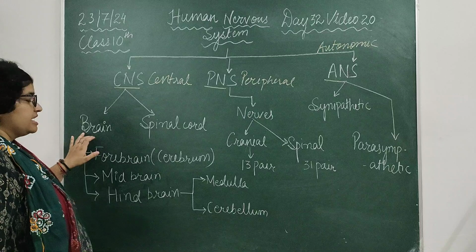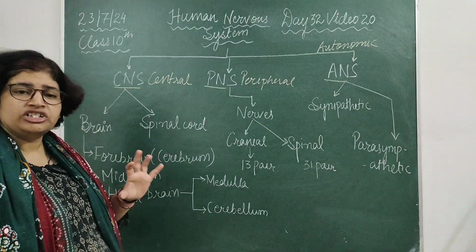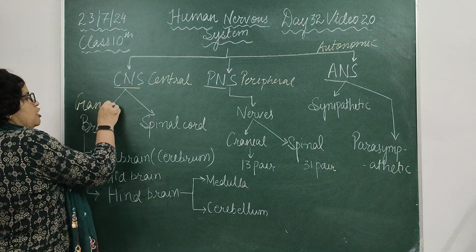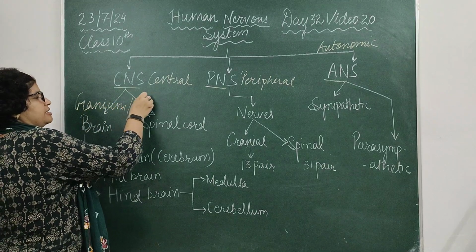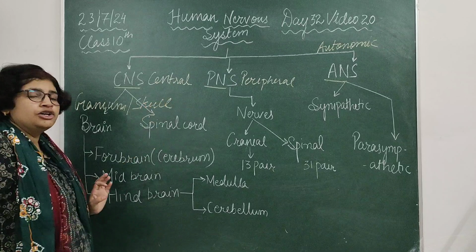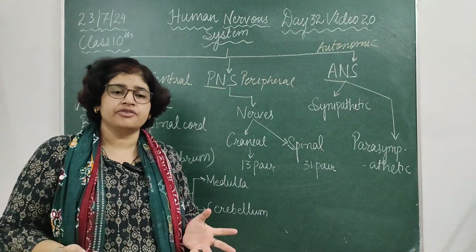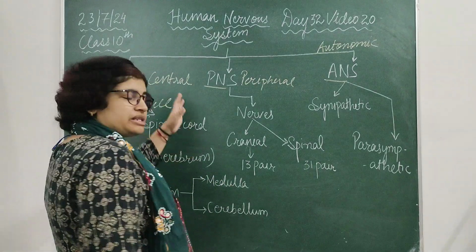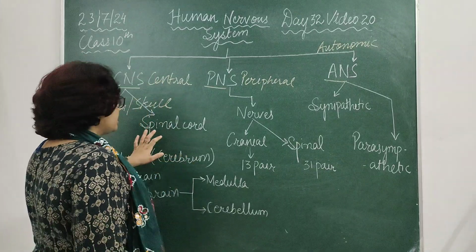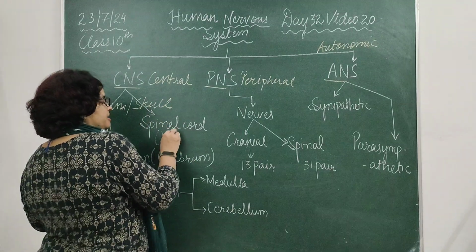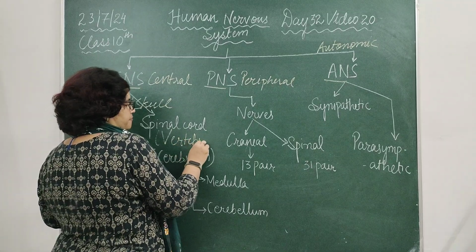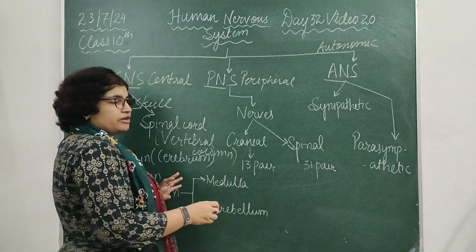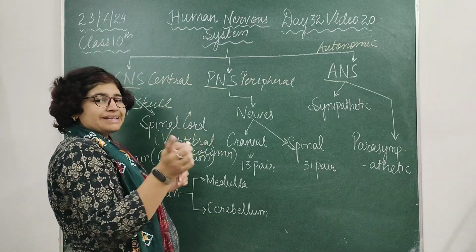For example, the brain. Your brain is a very delicate one which is protected inside cranium, or you can call it skull. So your brain is protected inside a cranium, a hard shell. And what about spinal cord? Spinal cord is present at the back of our body. So it is enclosed inside vertebral column. In simple words, you can also write spinal cord is present inside your backbone.